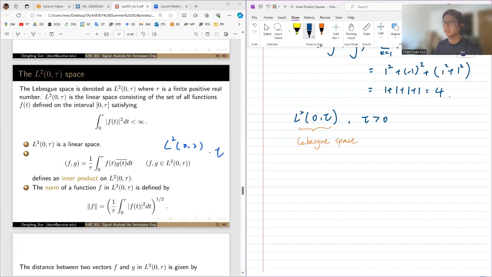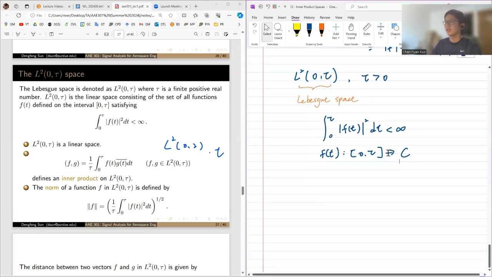So the Lebesgue space is the linear space consisting of the set of all functions f(t) that are defined on the interval 0 to tau and that satisfy this inequality here: the integral from 0 to tau of |f(t)| squared dt is smaller than infinity. And here f(t) is defined on 0 to tau, and it's a function that will return a complex value.